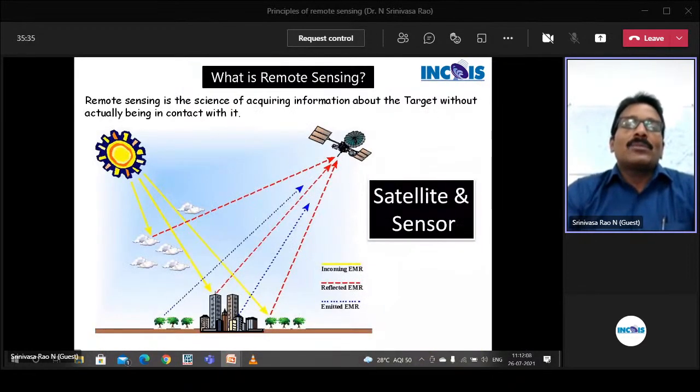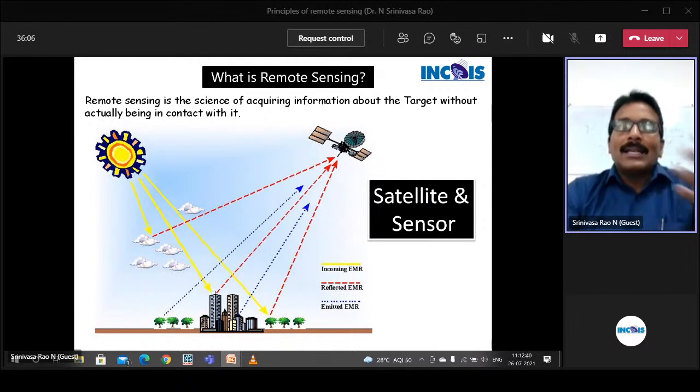We are going for satellite remote sensing. How our eye works, similarly satellite remote sensing also works. There is only a little bit of difference, which I will explain later. Now, if you see the textbook definition, what is the definition of remote sensing, if you want to write it in an examination? Remote sensing is the science of acquiring information about the target without actually being in contact with it. This is the textbook definition.